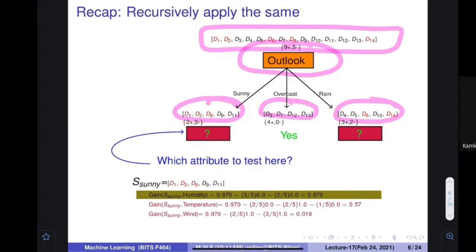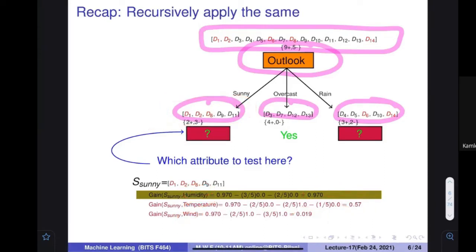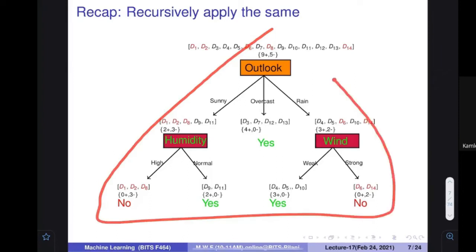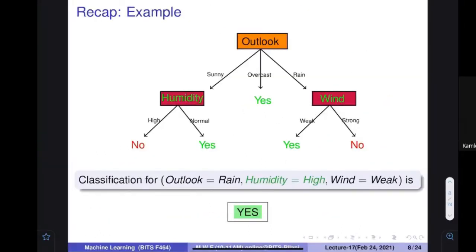What are the available attributes? Humidity, temperature, and wind. And we again find out the value of the information gain on this particular database, that is a smaller database. And we have seen that the largest value is 0.97, and therefore you put humidity again. By doing the same kind of thing, you are able to find out this particular tree we have discussed in detail in the last class.